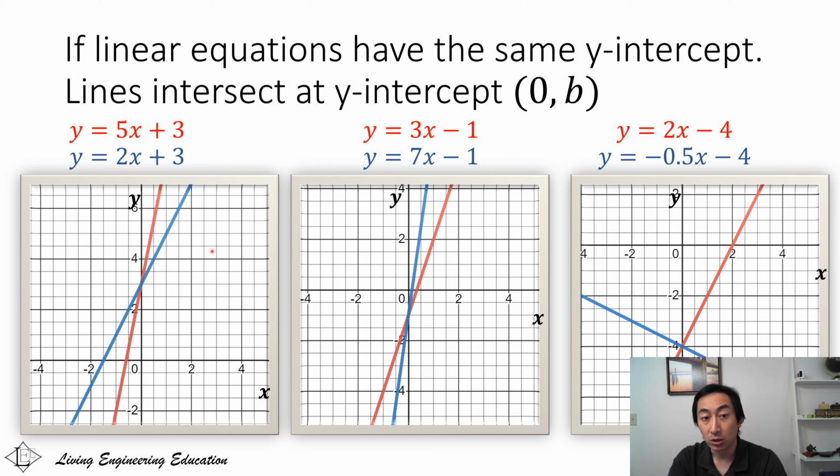Now, we can take a look at what happens before and after the intersection, right? So after the intersection from this pair, the line with the larger slope is larger for the rest of the time.